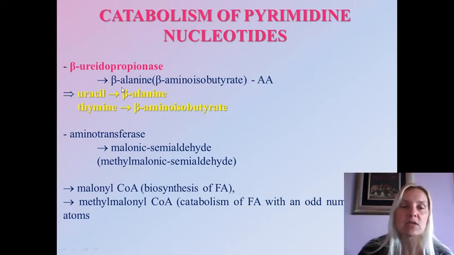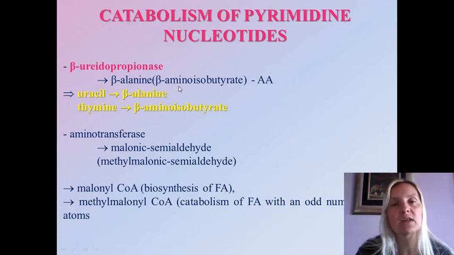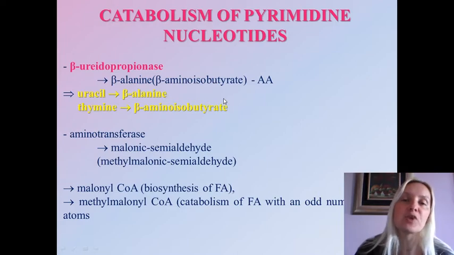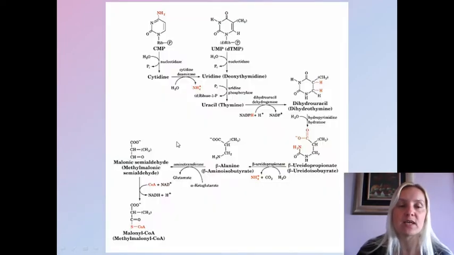beta-aminoisobutyrate. So let's summarize. The degradation of uracil yields the formation of beta-alanine as the final product of metabolism, and thymine, when subjected to catabolism, forms beta-aminoisobutyrate as the final degradative product. But if you take a look at those two molecules, those are amino acids, so they can be subjected to further degradation by specific aminotransferases.